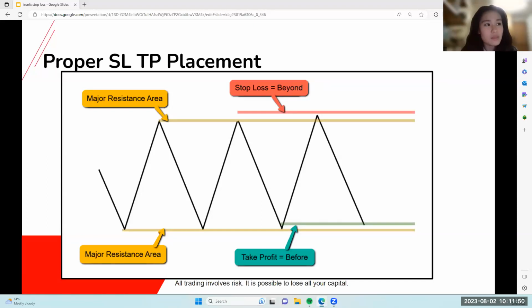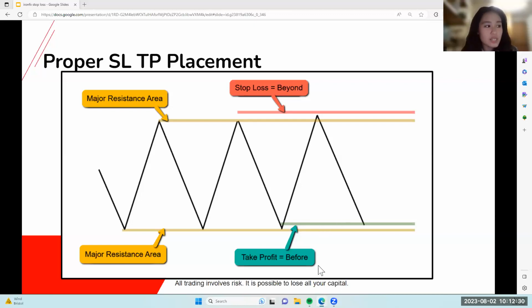Okay, so this is the general idea for stop loss and take profit placement. So this is what we meant earlier by beyond and before. So for a stop loss, we would typically recommend you to place it beyond a major support area, or even a major confluence area using Fibonacci. You want to place your stop loss below it or beyond it. Below would be if it is a support level, and you can see in this case, since it's a resistance area, we'll place it above. So that's what we mean by beyond.